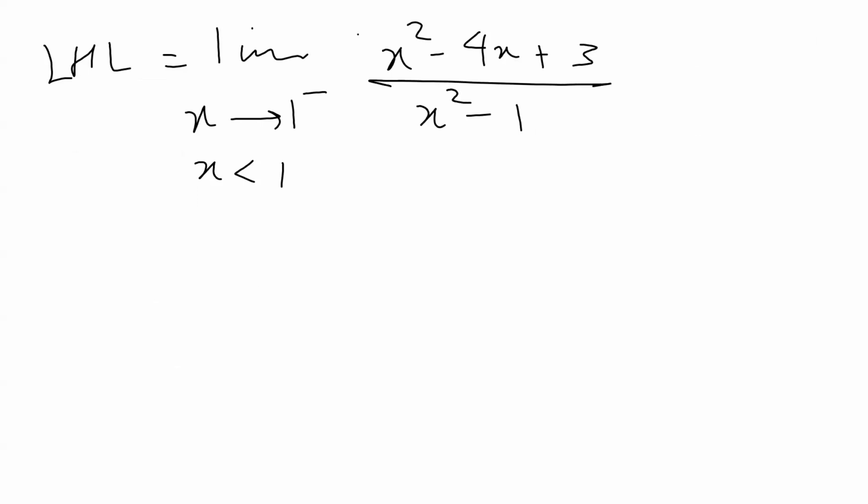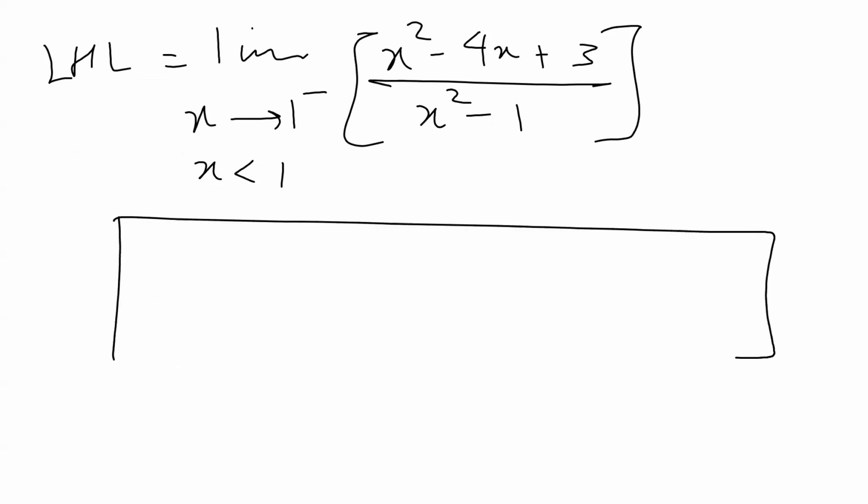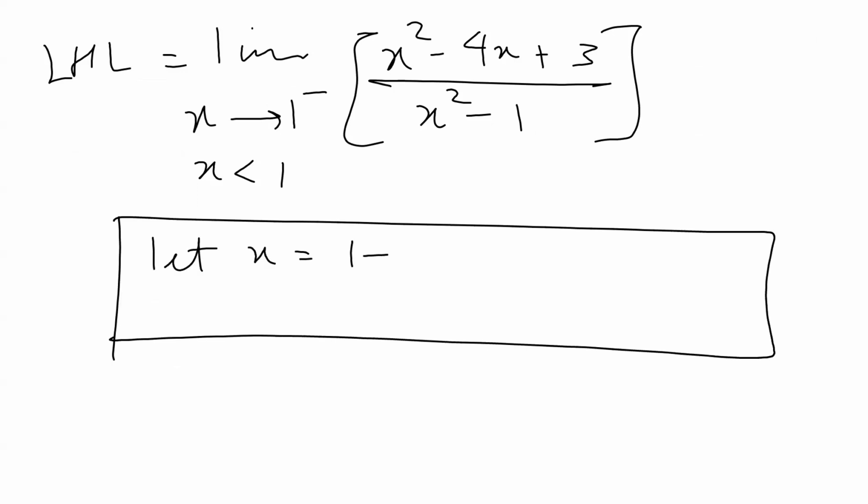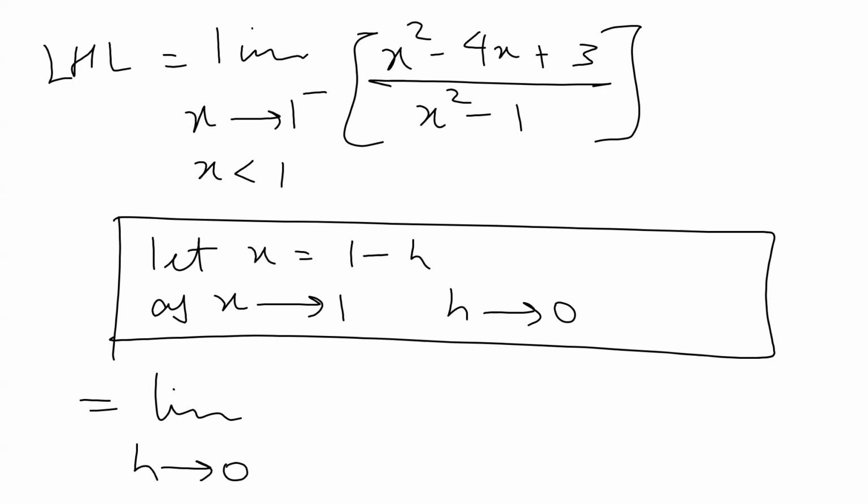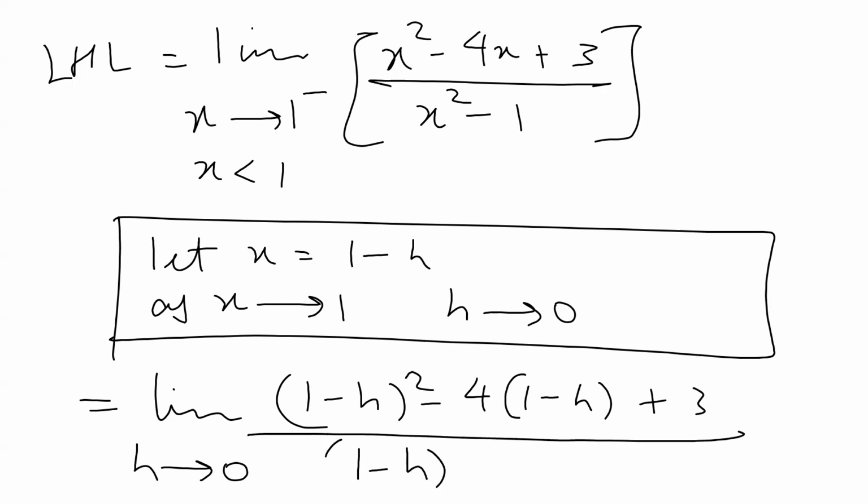Now this is 1 minus. So let x be equal to 1 minus h. As x approaches 1, h will approach 0. So this is equal to the limit h approaching 0 of ((1 minus h) the whole square minus 4 into (1 minus h) plus 3) upon ((1 minus h) the whole square minus 1).